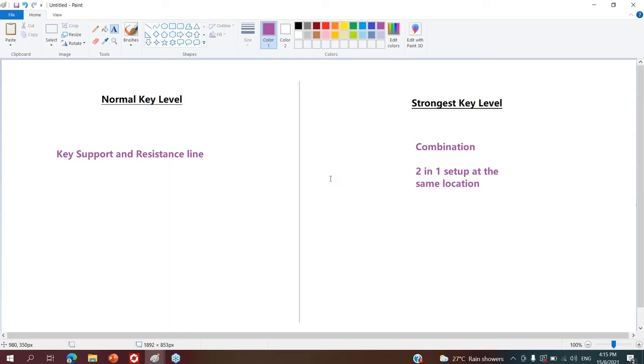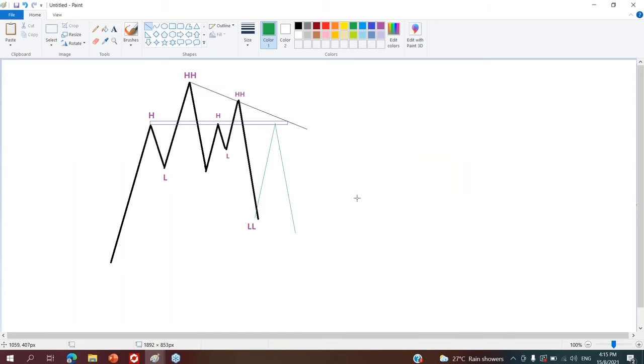Some traders talk about key levels. The normal key level is something about significant support and resistance, blah blah blah. But I'm not going to touch that, because what I'm going to touch is the entry, the setup, and the entry. So the strongest key level is the combination of the two in one setup at the same location. If you don't understand now, I'm going to show you.